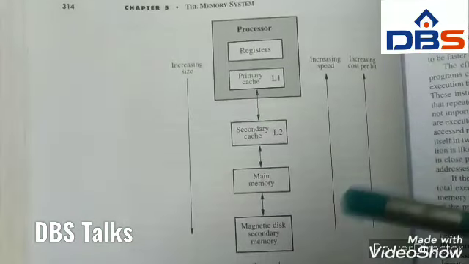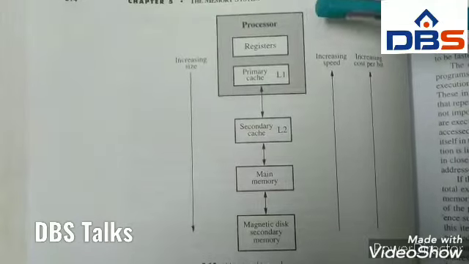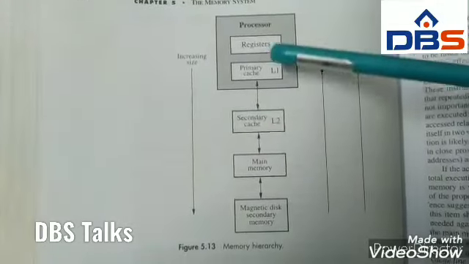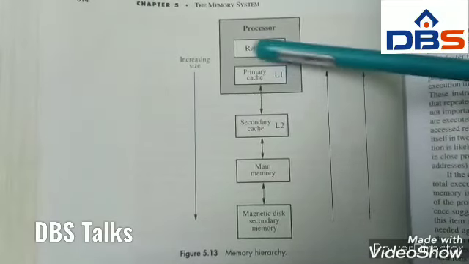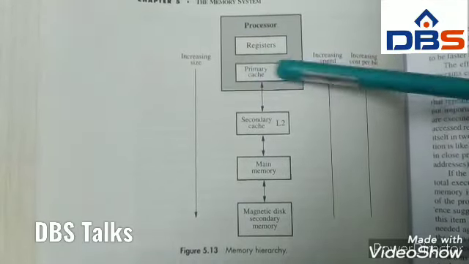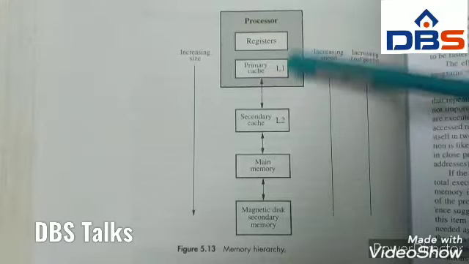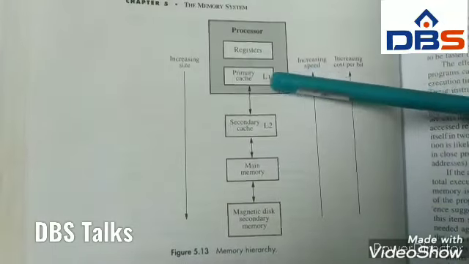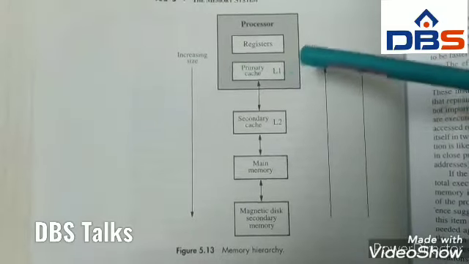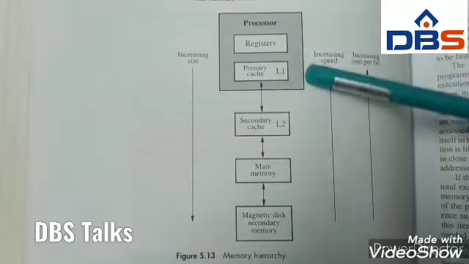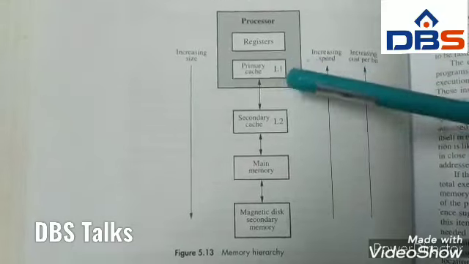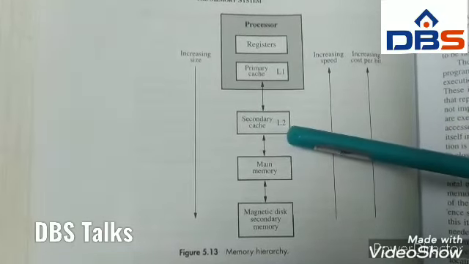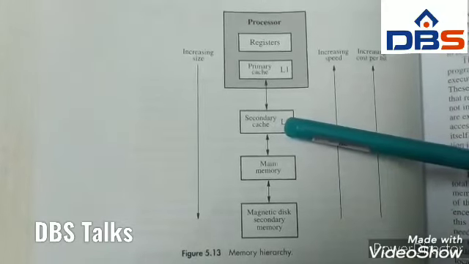Now here comes the diagram. Here the processor is there. Here registers are there. Now this is the primary cache memory. This is very small compared to the remaining memory hierarchy. It is prepared by using costly memories like SRAM. Now coming to this one, this is a secondary cache memory. This is prepared by using DRAM.